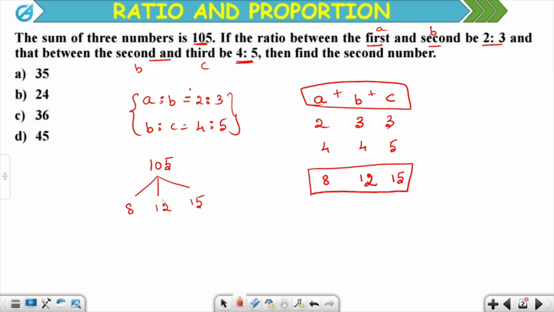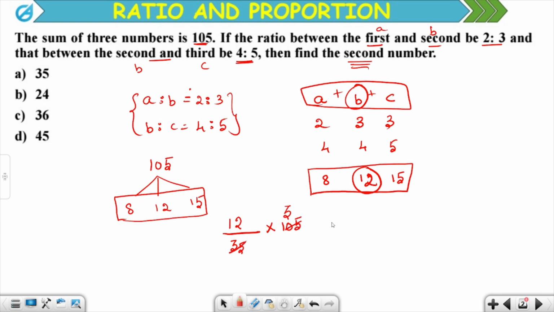Just now we have seen how to divide the number. Which value do we need to find? We need to find the second number. The second number ratio is 12. Divide by the sum of the ratio: 8 plus 12 is 20, plus 15 is 35, multiplied by the given number, which is 105. So 35 ones are 35, 35 threes are 105. So what is 12 threes? 36. This is how you find the number.